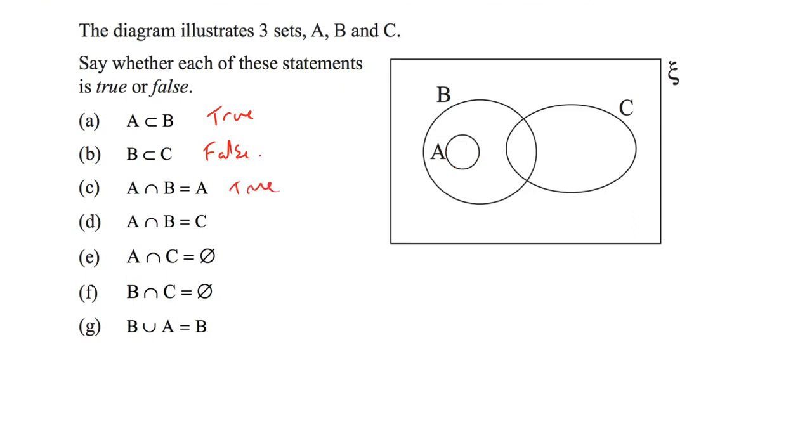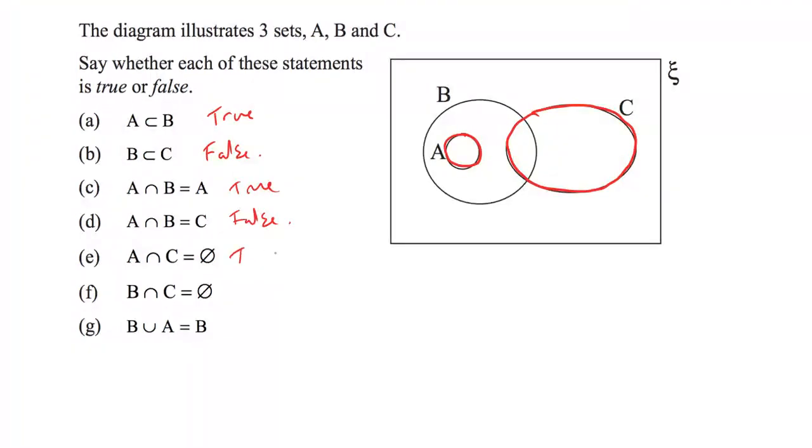Absolutely true. A intersect B is equal to C. Well, that is certainly not true. That's false because there are elements in C that are nowhere near either A or B. A intersect C is the empty set. Well, this is true. These two sets, there's A, look, and there's a B, they're called disjoint. They don't touch each other. They have no elements in common, which means that their intersection is the empty set.